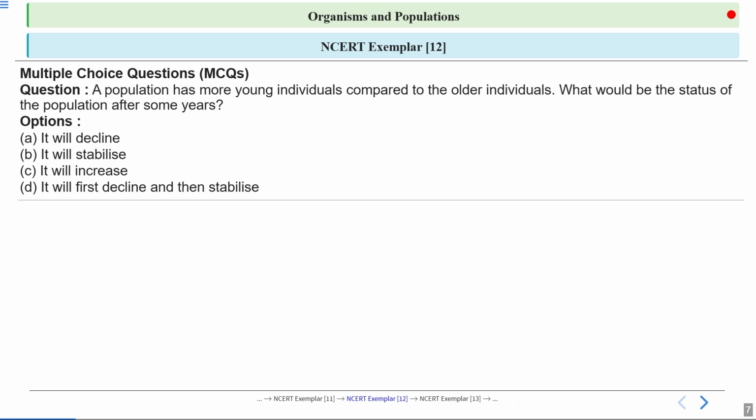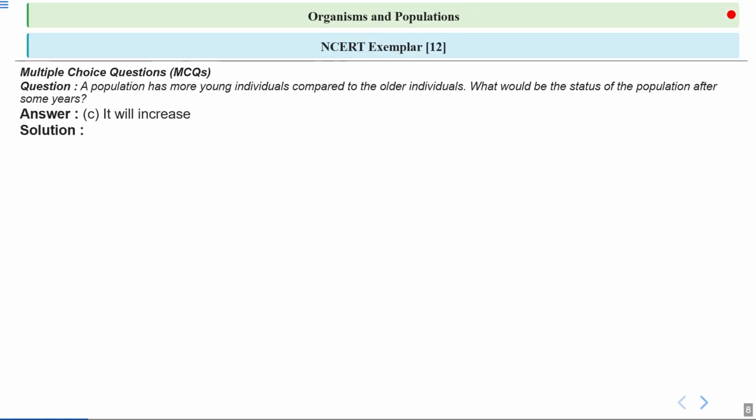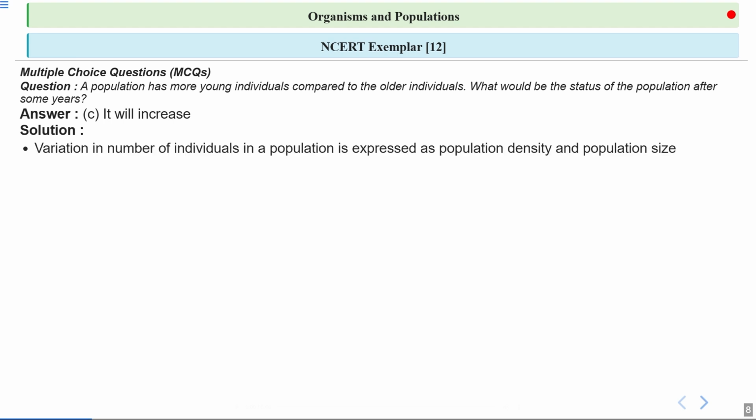Okay, what are the options? It will decline, it will stabilize, it will increase, and option D, it will first decline and then stabilize. What is the correct answer? Let's have a look at the answer. Option C, it will increase. Let's have a look at the explanation.